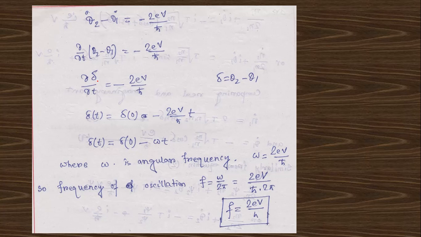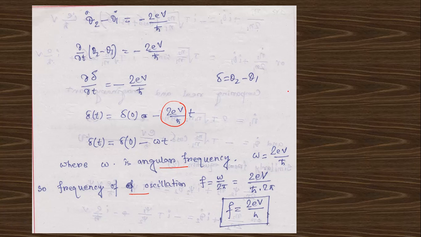If we integrate this, delta equals delta 0 minus 2eV into t, which is written as omega. Omega is the angular frequency, so the frequency of oscillation will be f equal to omega by 2 pi. This is the value of the angular frequency of the AC Josephson effect.